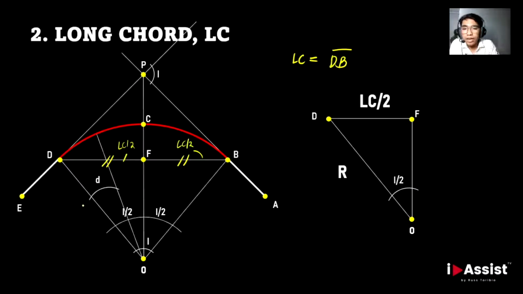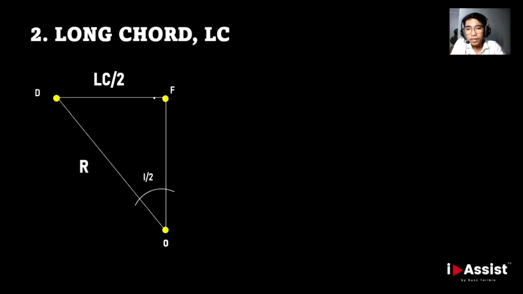Now, you have your R again here. R ito. And you have your angle I over 2. So, makakakuha ulit tayo ng right triangle and makakagamit ulit tayo ng trigonometric identity. Okay? Dito, ang trigonometric function na gagamitin natin since we are looking for LC over 2, which is in this case opposite ulit. No? This is opposite. Over the R in this figure is not adjacent anymore since that is opposite the 90-degree angle. So this is your hypotenuse.